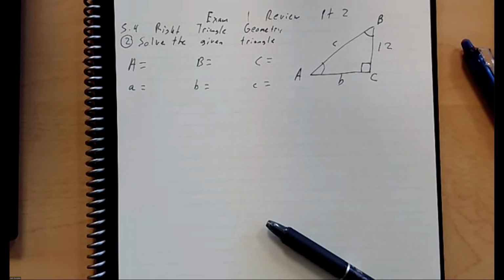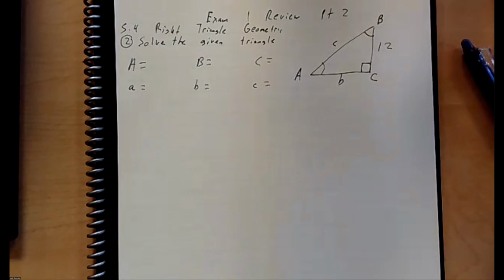All right, so number 2 from 5.4. Let's just solve a triangle, and then we'll do some word problems, and we'll go from there. Okay. So first things first, let's write down everything they gave us.